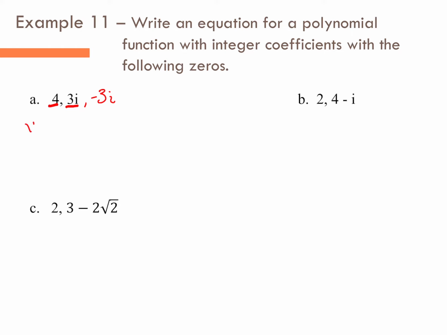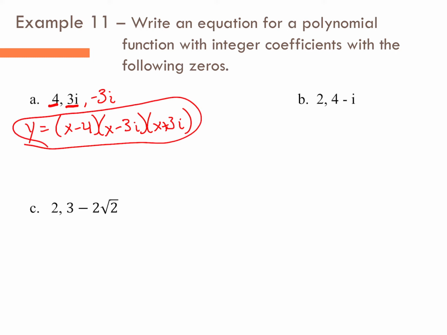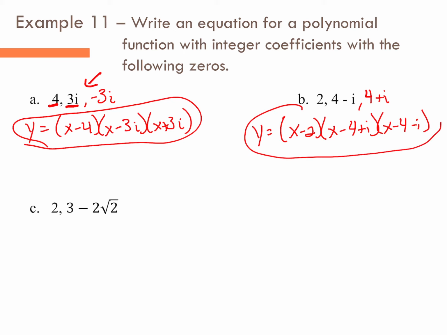So then our equation could be something like y equals, and then just put it in our factors. It would be x minus 4, x minus 3i, and x plus 3i. And you're done. You can leave it written like that. You just have to remember to add it if we have pairs of i's or radicals. So example here, I have 2, 4 minus i. I can't just have one i, so I'm also going to have 4 plus i. So then when we write our equation, y equals, this would be x minus 2, x minus 4 plus i, x minus 4 minus i. It tells you to leave it in factored form. We don't want you to multiply it out.